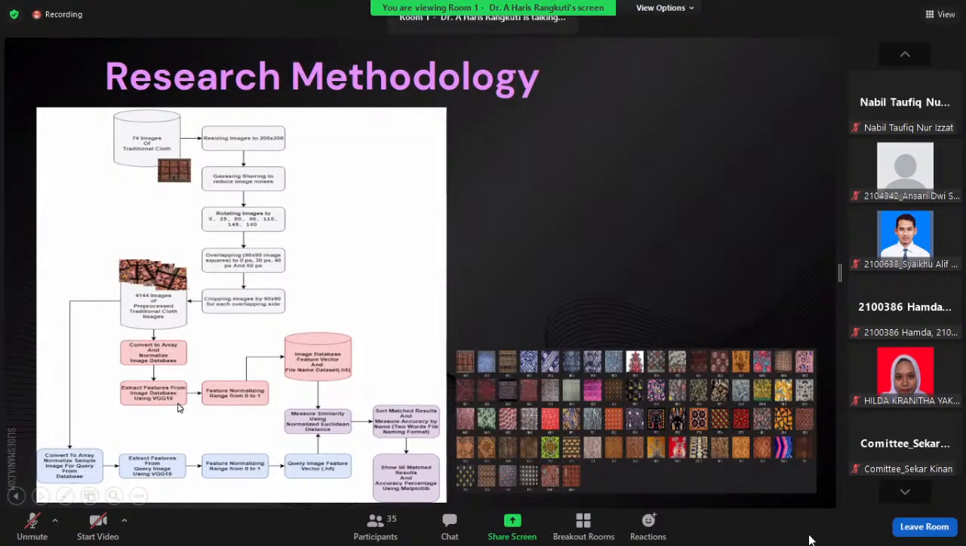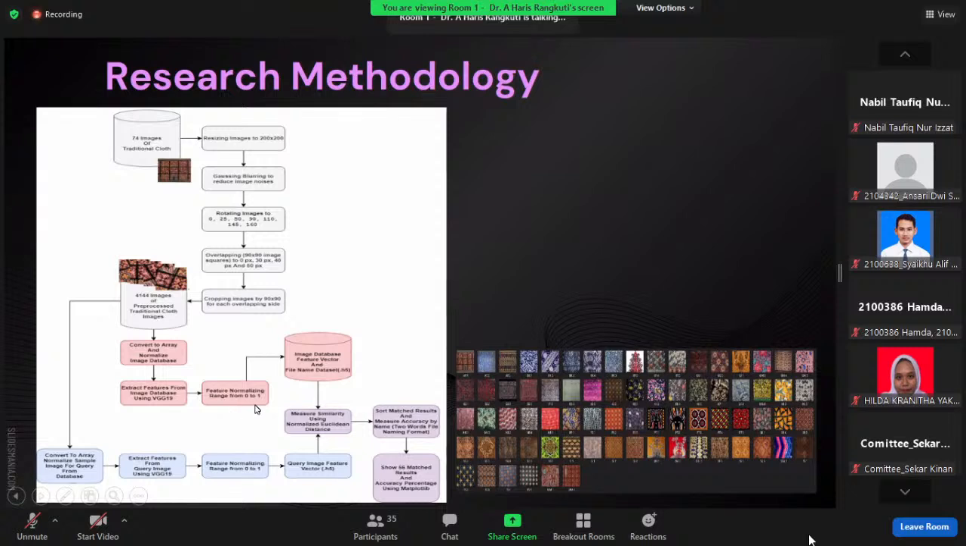We use VGG19 because we have already made experiments, not only with VGG19 but also VGG16 and MobileNet, and the highest accuracy was using VGG19. So I'm focusing on the CNN model VGG19.